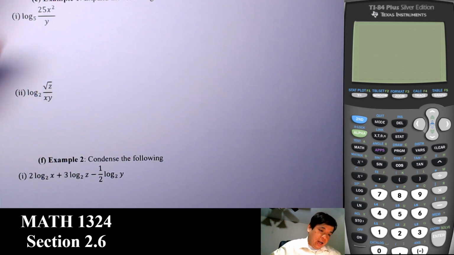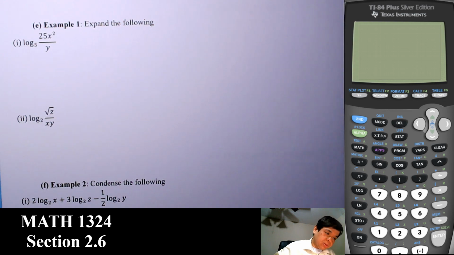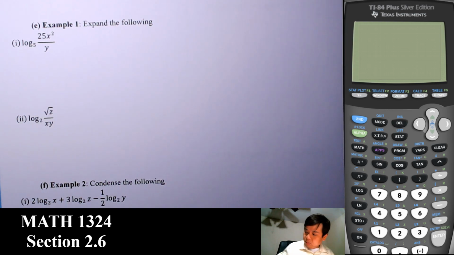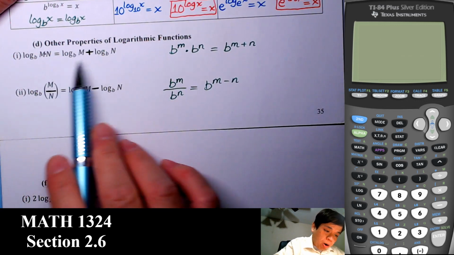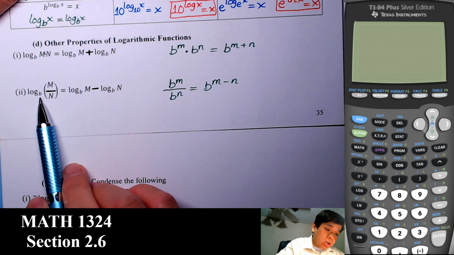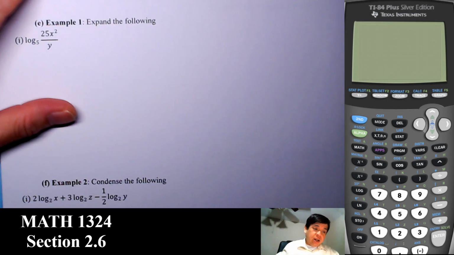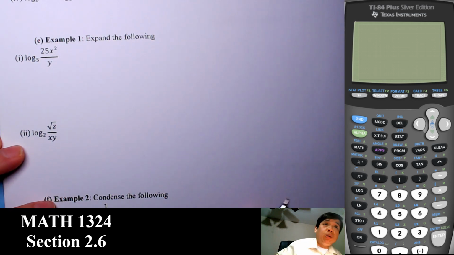Now, expand the following. So that we keep this property in mind. If we have the product, that's the sum. If we have a quotient, that's a difference. And if we have the power, we can take it outside. Right. Now here, we can do quite a few things.